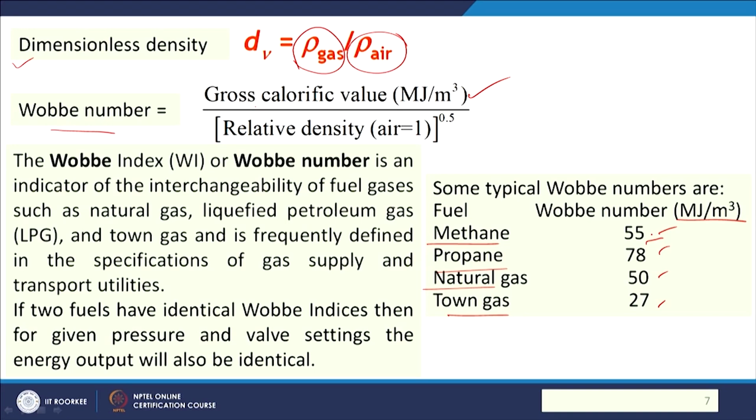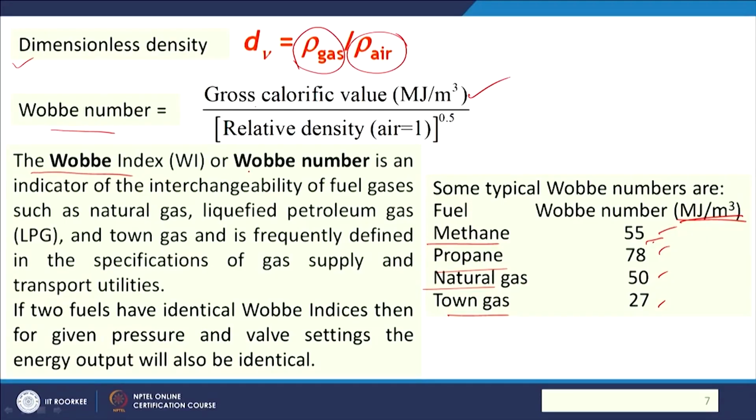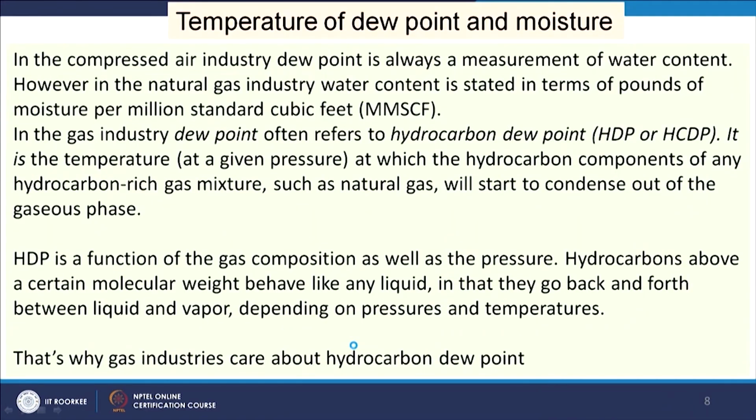Similar OB number means a similar amount of energy is released per unit volume of gas. So, if I want to replace one component by another and both have a similar OB number, then there will be no problem during combustion and in meeting the heat requirement for the process. That is the importance of the OB index or OB number. If two fuels have identical OB indices, then for a given pressure and valve setting the energy output will also be identical. So, that is one important parameter.